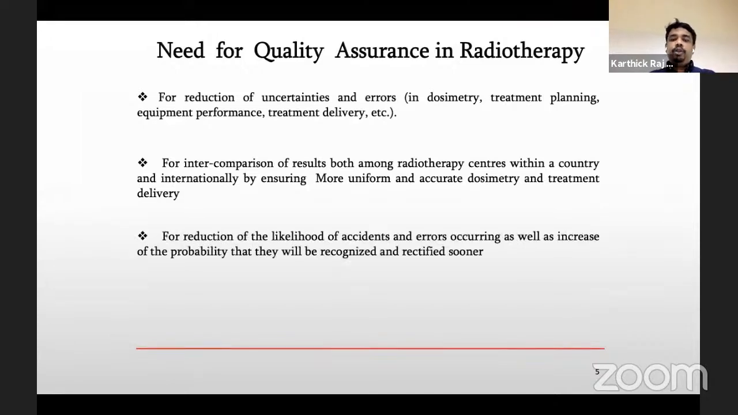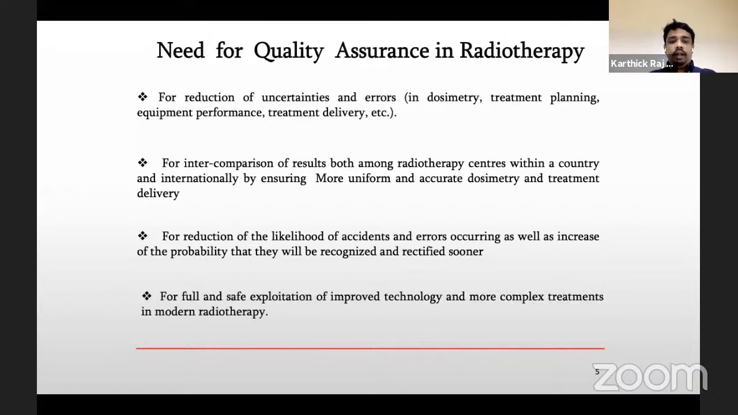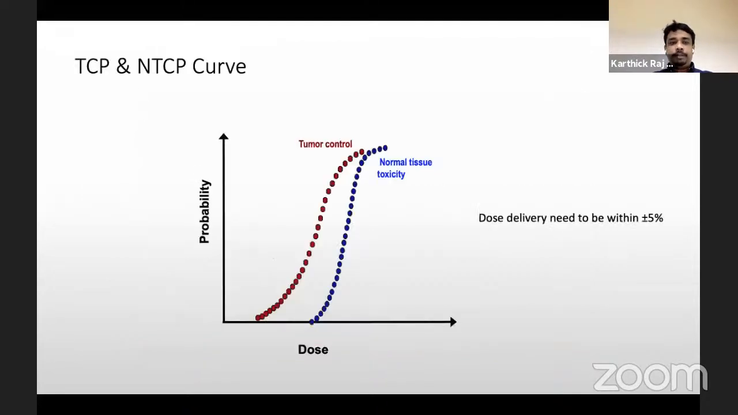Obviously we want to build an error-proof system, but still you always have some error in the radiotherapy process. But if you have a good quality assurance program, obviously we can reduce the accidental error and the human error that happens in day-to-day procedure in radiotherapy. And for full and safe exploration of improved technology and more complex treatments in modern radiotherapy, you need to have a complete, error-proof quality assurance program in your department.